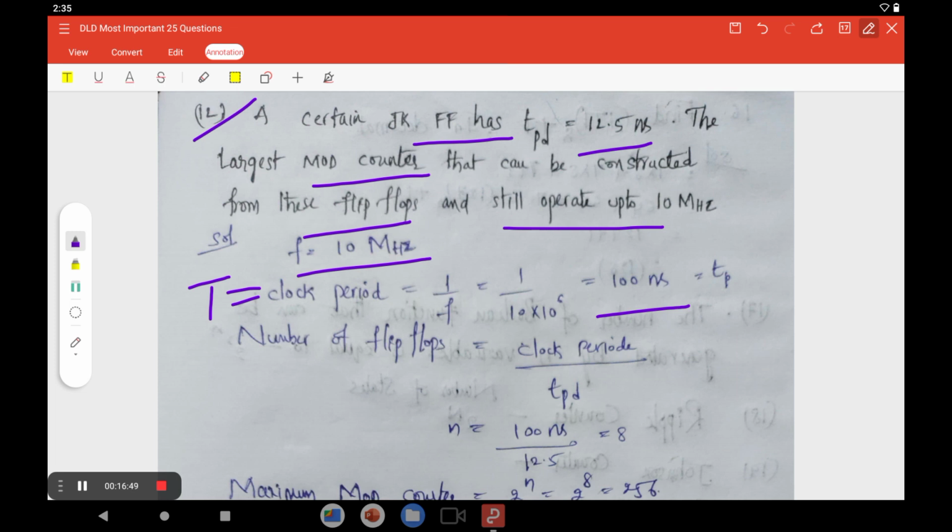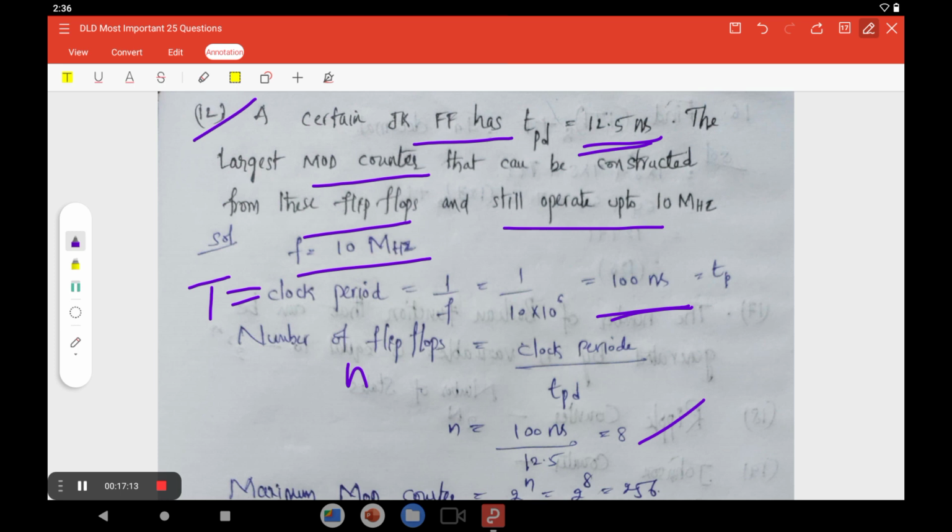The number of flip flops n is equal to the clock period divided by the propagation delay of the corresponding flip flop. From this basic data, the clock period is equal to 100 nanoseconds, and the given propagation delay is 12.5. If we calculate it, we'll get 8, right? So this is the answer for this one.